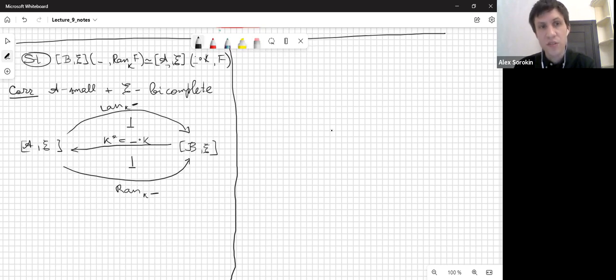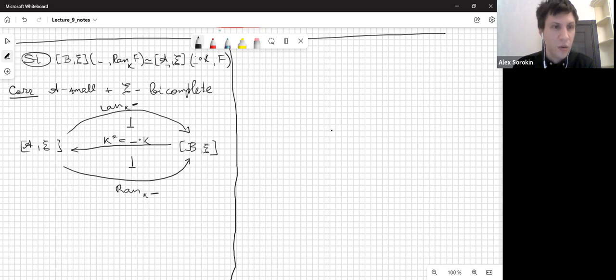How can we see this? Just plug in any functor in either of the isomorphisms above, and you will see precisely the definition of an adjunction. So it's a corollary of both statements.